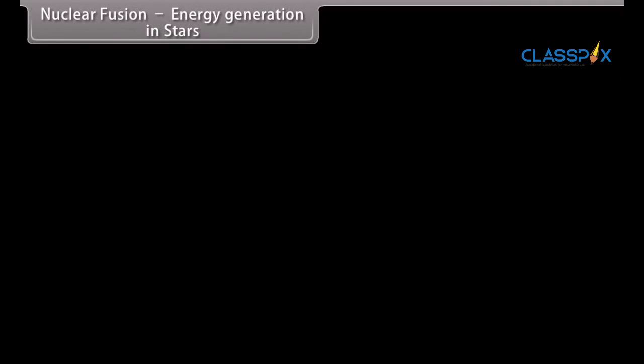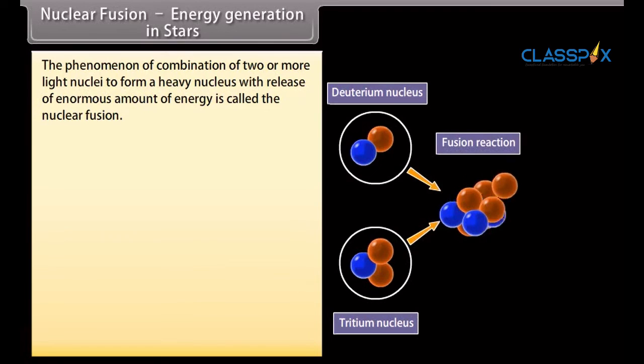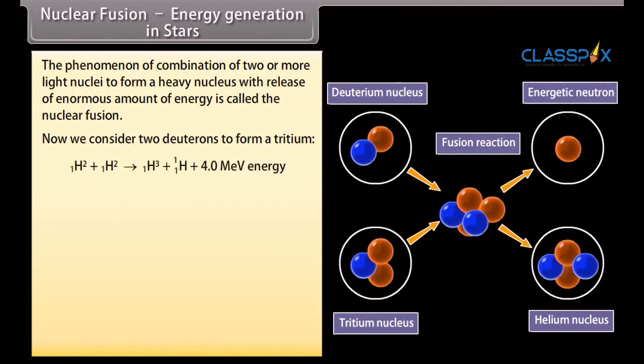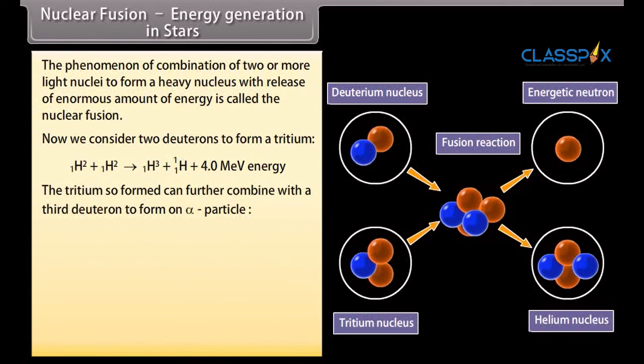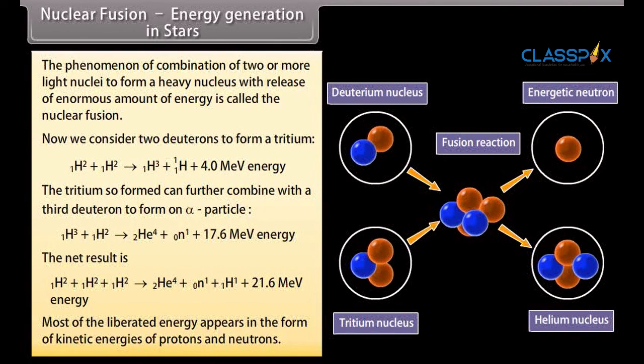Nuclear fusion, energy generation in stars. The phenomenon of combination of two or more light nuclei to form a heavy nucleus with release of enormous amount of energy is called nuclear fusion. Now we consider two deuterons to form a tritium. The tritium so formed can further combine with the third deuteron to form an alpha particle. The net result is that most of the liberated energy appears in the form of kinetic energies of protons and neutrons.